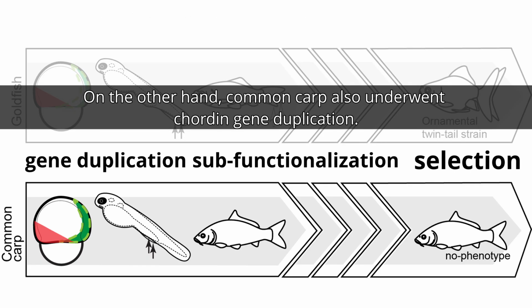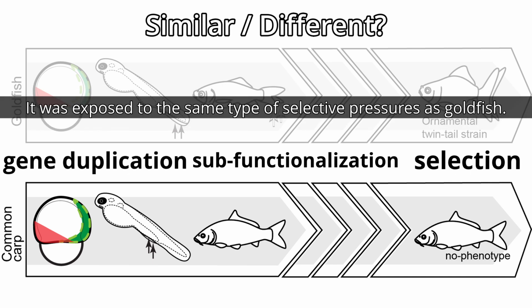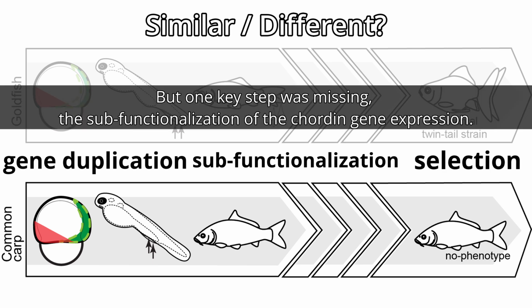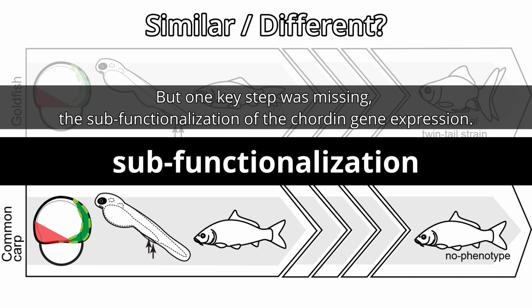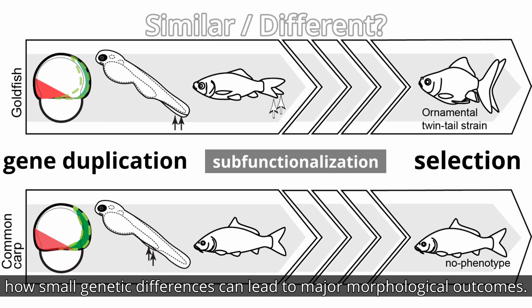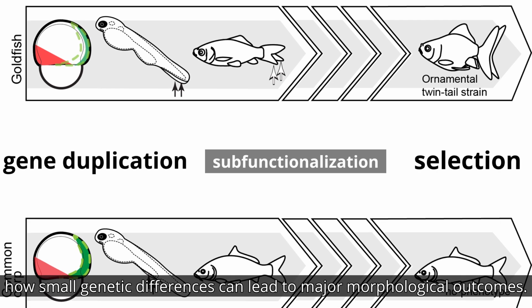On the other hand, the common carp also underwent coding gene duplication. It was exposed to the same type of selective pressures as goldfish. But one key step was missing, the subfunctionalization of coding gene expression. Without that step, the twin-tail phenotype never emerged in common carp. This highlights how small genetic differences can lead to major morphological outcomes.